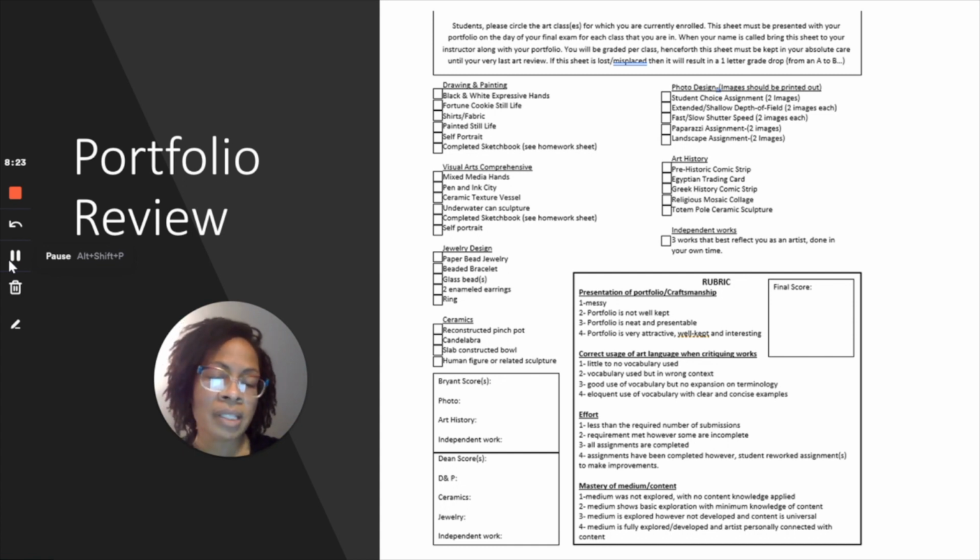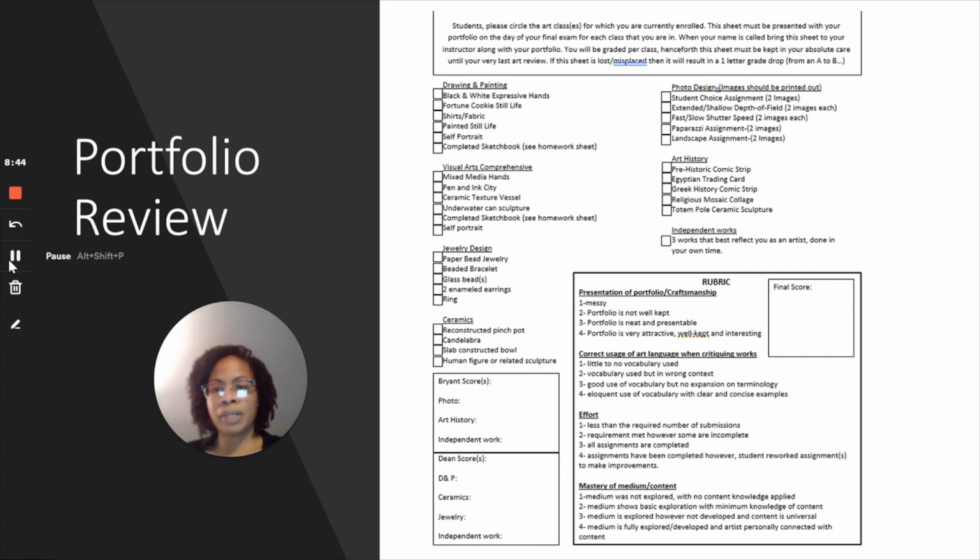So they get points for presentation, craftsmanship, correct use of art language when they're critiquing the works, their effort put into ensuring the works were complete, and then the mastery of the medium or content. So that's the rubric that we use.